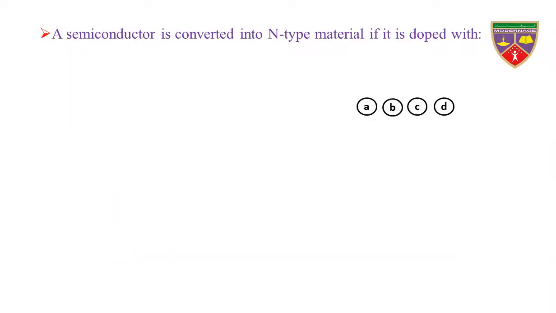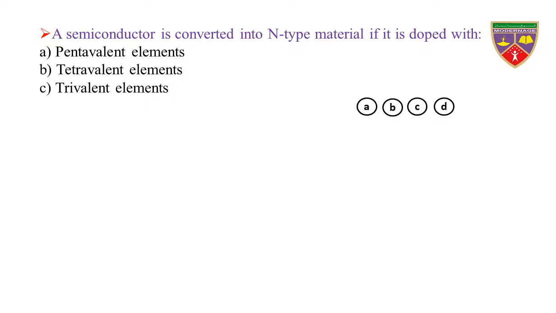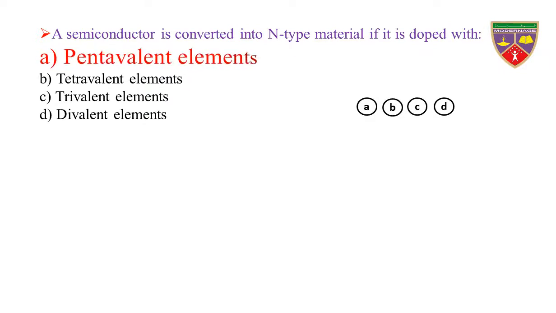A semiconductor is converted into N-type material if it is doped with: option A, pentavalent elements; option B, tetravalent elements; option C, trivalent elements; option D, divalent elements. The key is pentavalent elements. Therefore, the correct option is A.